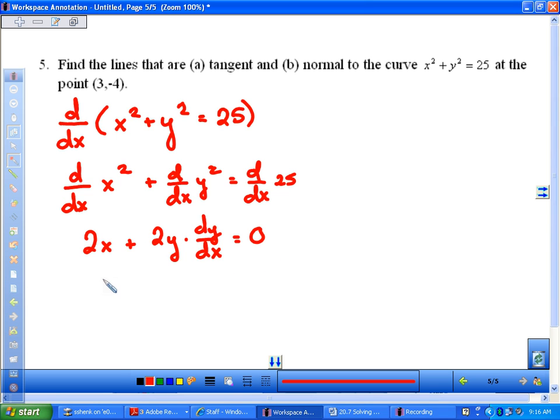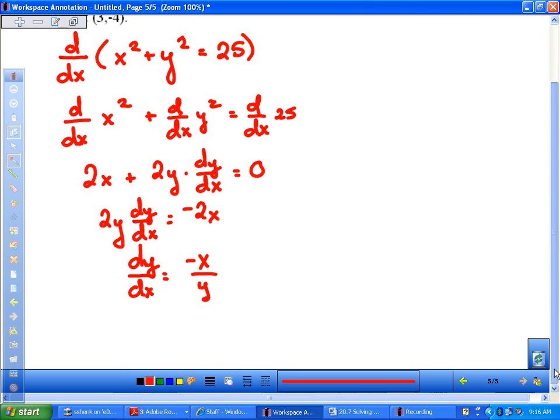So now we want to collect our dy/dx terms on one side, and we already have that done. 2y dy/dx is going to be equal to a negative 2x. And now we solve. So dy/dx is going to be equal to negative x over y. The 2's would cancel out. Okay, so that's what our slope will be defined by.